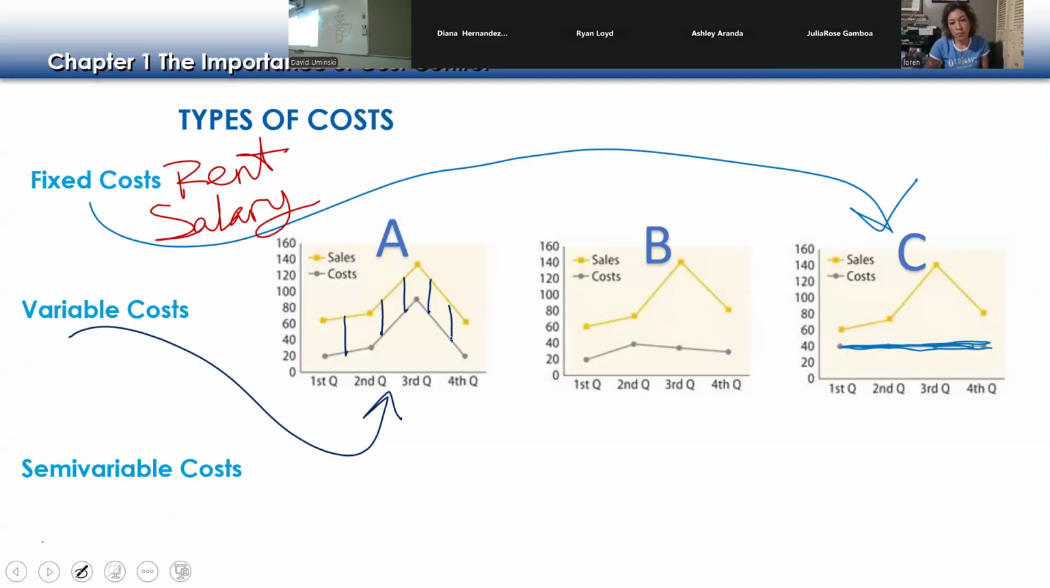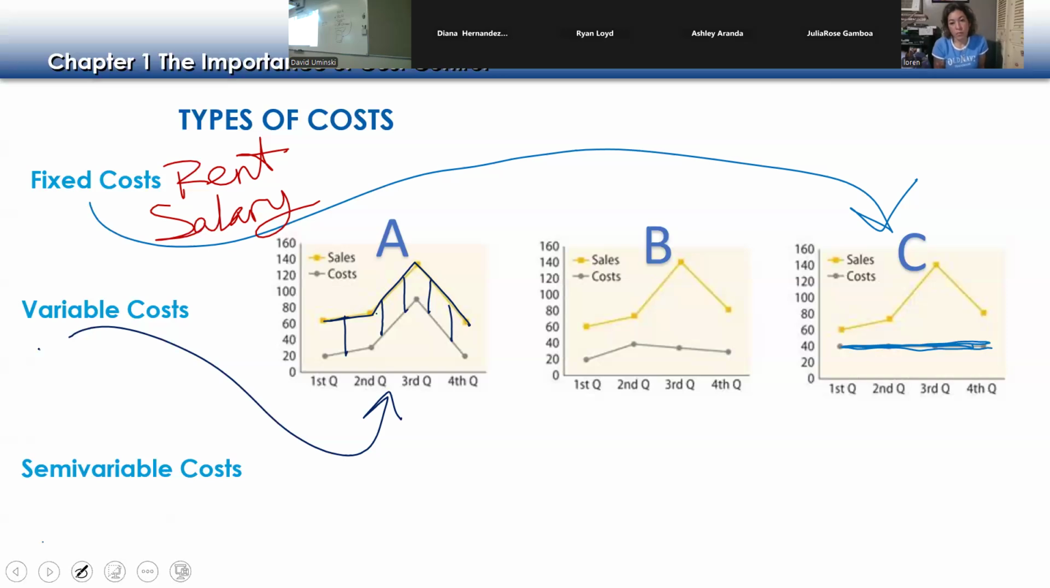But we want our costs to move in the exact same way as our sales. So if our sales go up, so do our costs. But if our sales go down, our costs also need to go down. Okay? And so what are some examples of variable costs?